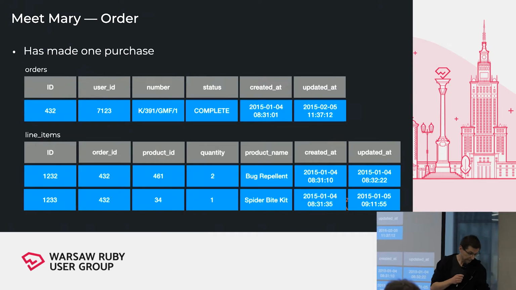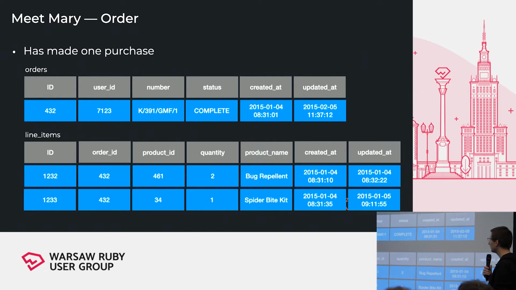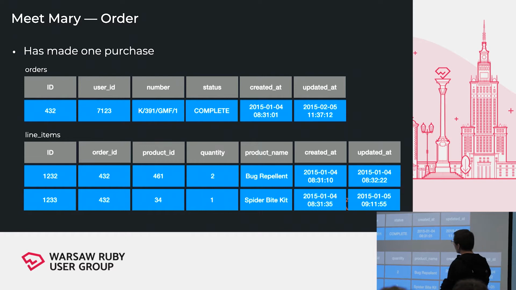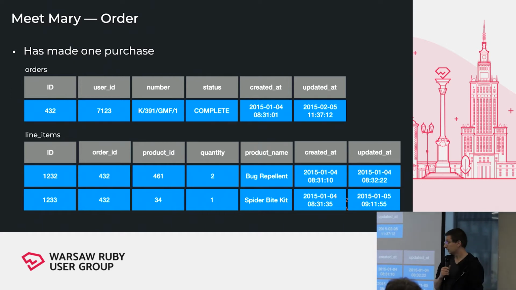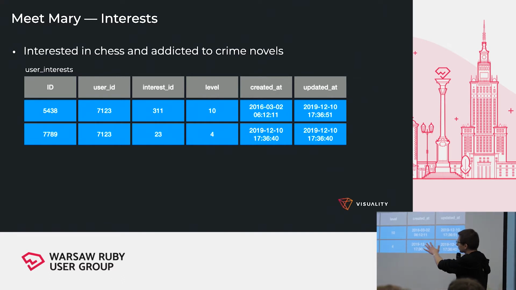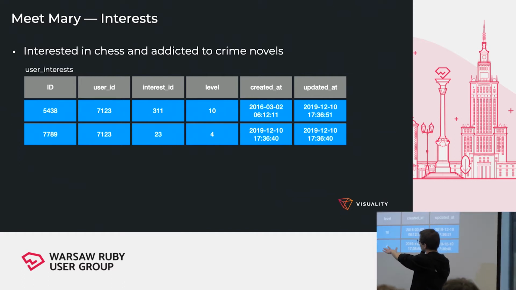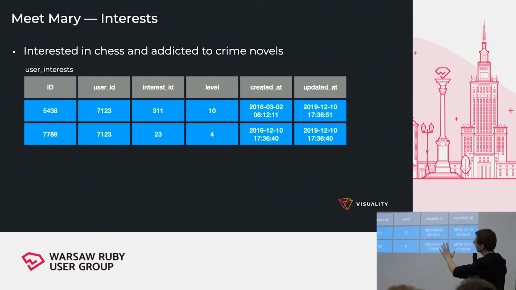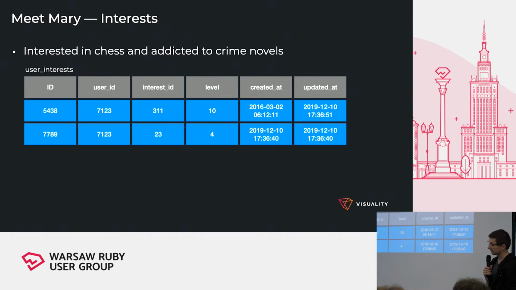Let's go forward. She's made only one purchase. We have that in our, of course, orders table and some line items. So we know when she's made that purchase, the status, the number. We know what she has bought and all that. Standard as it gets. We also know her interests. We have, of course, some relational data. Her interests matched with her, with some level. We know those are crime novels, those are chess, as standard as it gets.